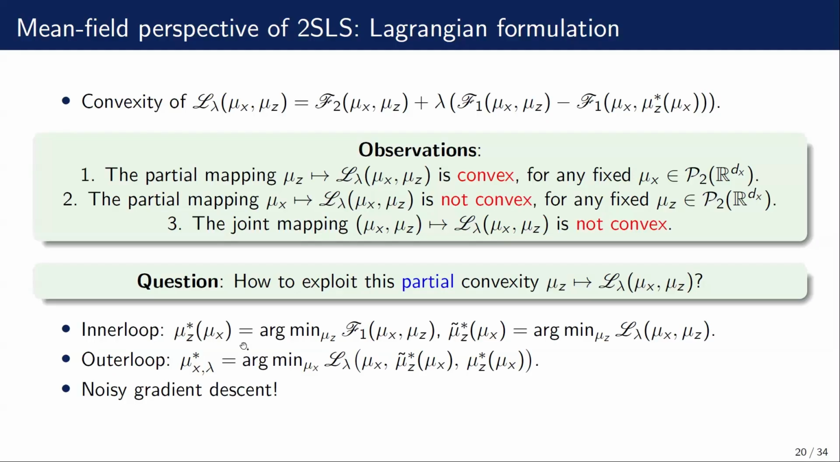So we first do the simplest bit. We have convexity of F1, and we have partial convexity in mu z. So first solve the easy bit to make the problem a bit simpler. Then we deal with the nasty bit and see what we can do with it. And our algorithm is the same: we do noisy gradient descent as in mean field neural networks.